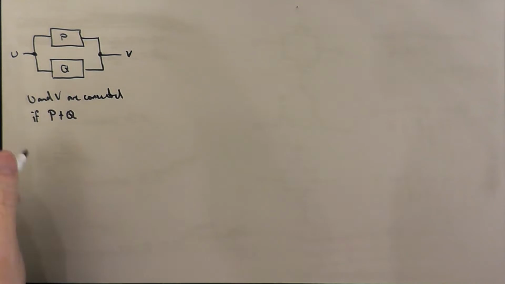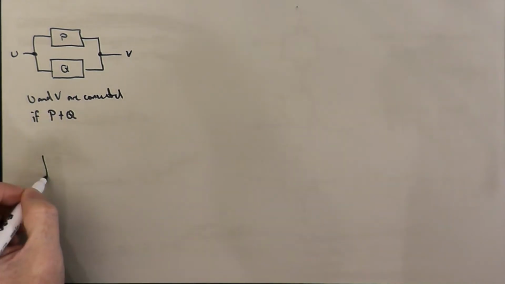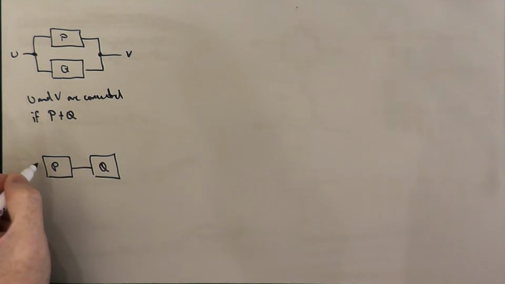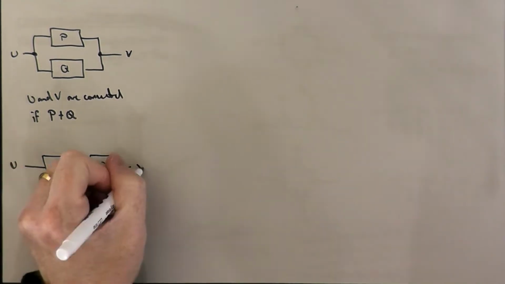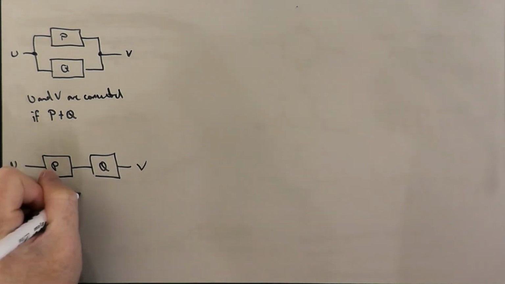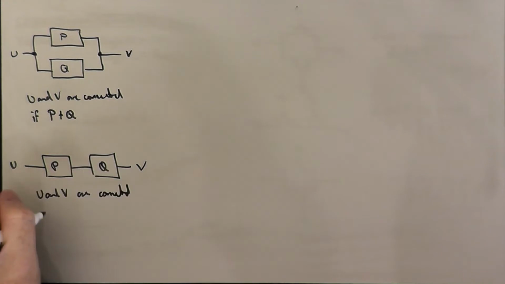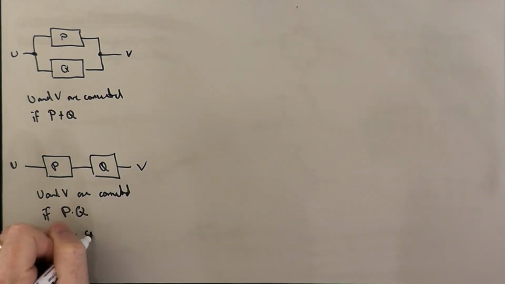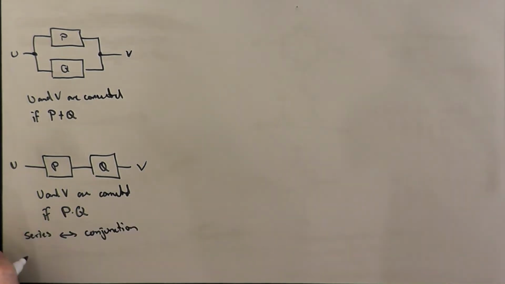Okay? And likewise, if I have a series connection of these same two networks, P and Q, we have U and V. Here U and V are connected if P and Q. So in general, series goes with AND, or conjunction, and parallel goes with disjunction. Okay, so those are going to be important concepts for us here.